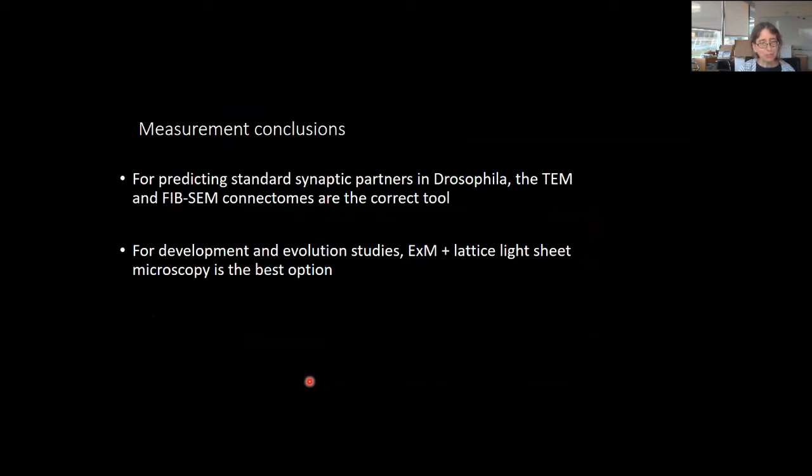So the measurement conclusions here are, if you need to know the standard synaptic partners in Drosophila, you should go look at the connectomes. And if you're doing something where you need to know about your particular sample, so Josh in particular is looking at different species of Drosophila, and there isn't any reference connectome for them, then the best bet today is to do expansion microscopy and lattice light sheet, especially because Josh and Paul have put in the effort to make expansion work really well in Drosophila tissue.